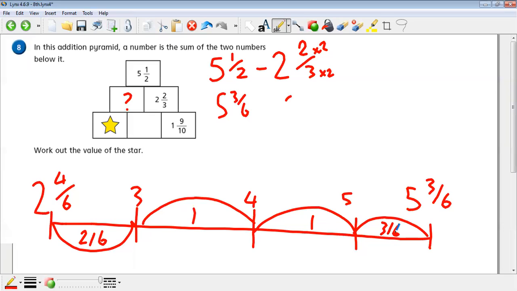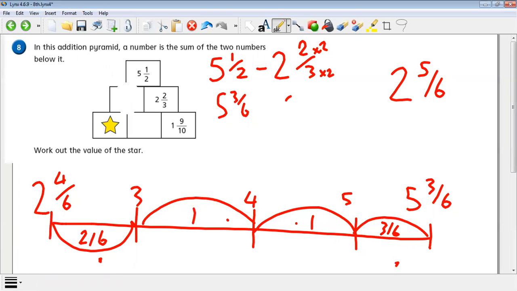So I've got 2 whole ones, and then I've got 2 6ths and 3 6ths, which makes 5 6ths. So in that little question mark here that I'm going to have to get rid of, oops, is 2 5/6ths. In order to find out the star, though, I'm going to have to find out what goes in this box. So I'm going to have to do this.